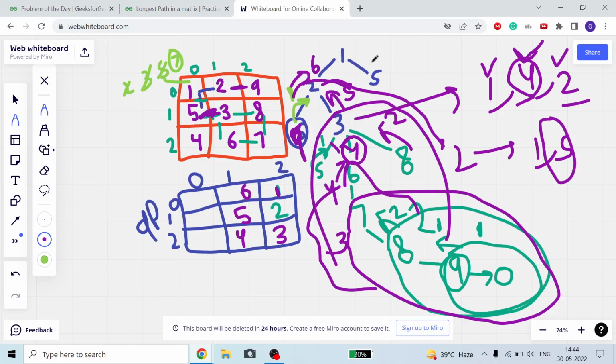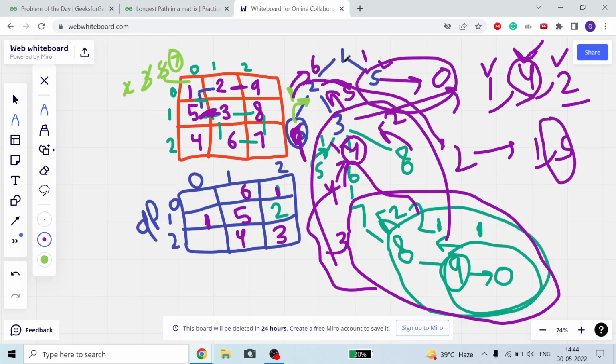Okay, now from 1, now we go to 5. Now from 5 we do not have any choice, means we have length of 0. We cannot go to 3, we cannot go to 4, and we cannot go here or there. On 1, the left side element does not exist. So from 5 we have length 0, so including 5 we have 0 plus 1, means length 1.